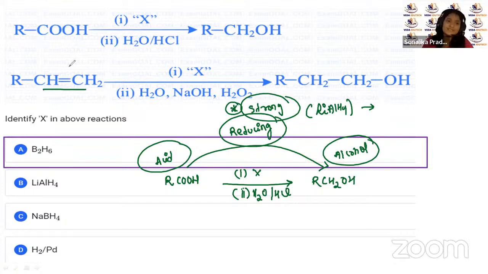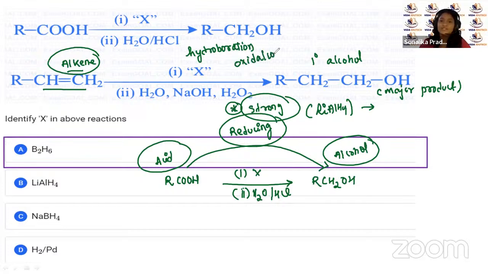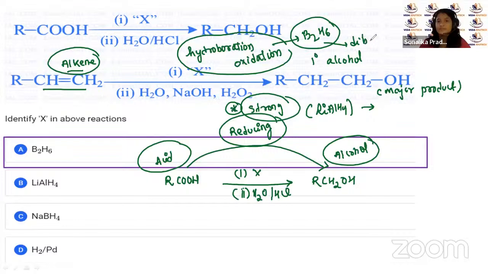Now, you can see that we are having one alkene and we are getting a primary alcohol as our major product. And in what reaction do you take an alkene and get a 1 degree alcohol as a major product? That reaction, children, is hydroboration oxidation. And we know that in this reagent, the main reagent that we use is diborane, which is also a strong reducing agent.